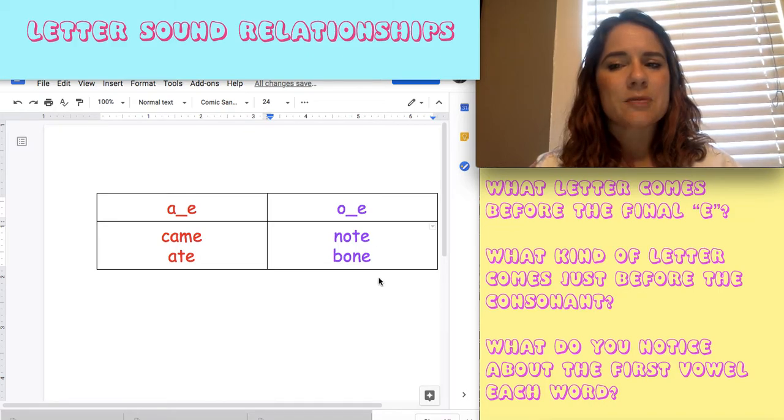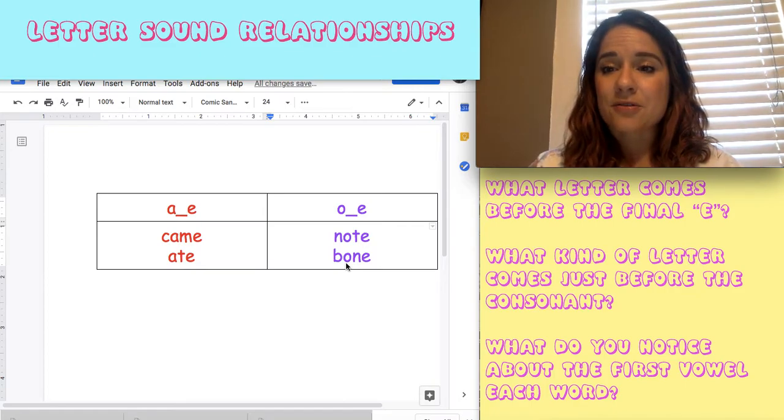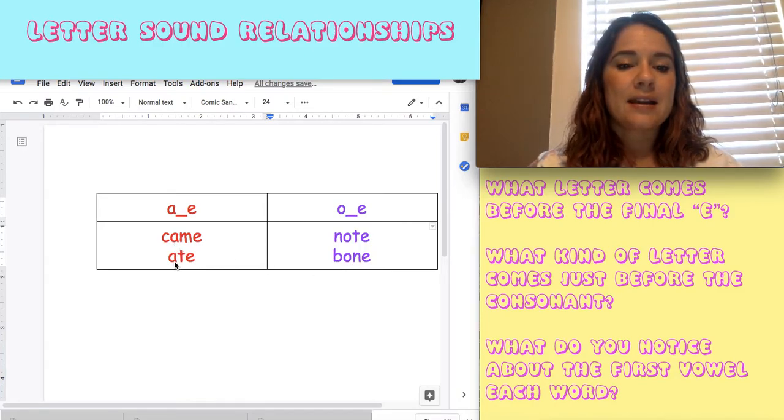Now, I'm going to ask you, what kind of letter comes before the consonant? So here we have our consonants. What letter comes before the consonant? What letter is that? Those are all vowels, right? So we have a vowel that comes before the consonant. We have the letter A, O, and O.